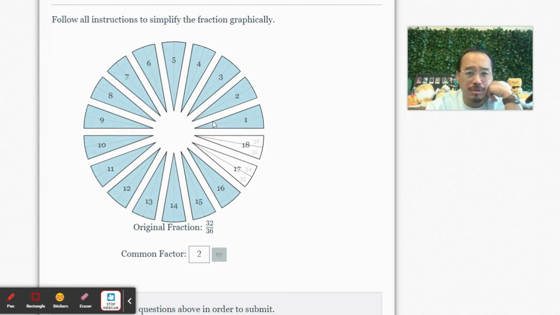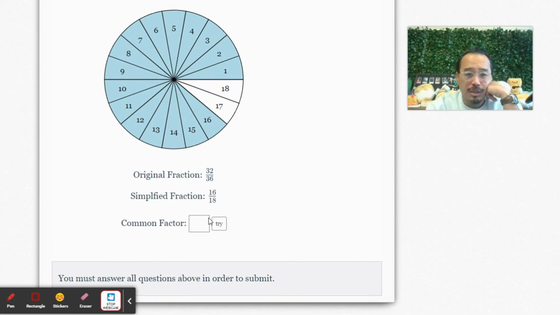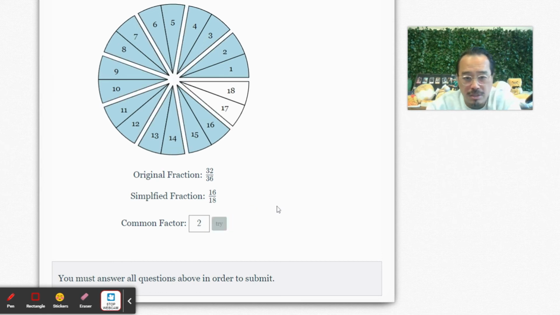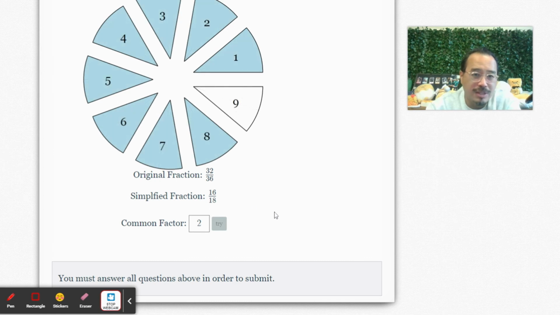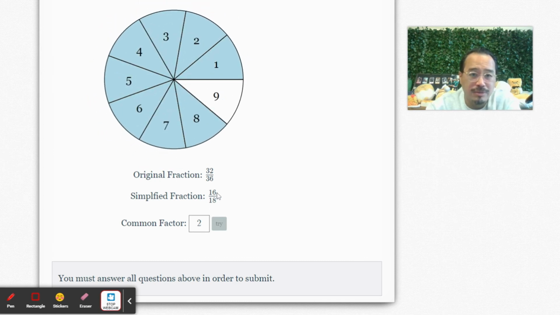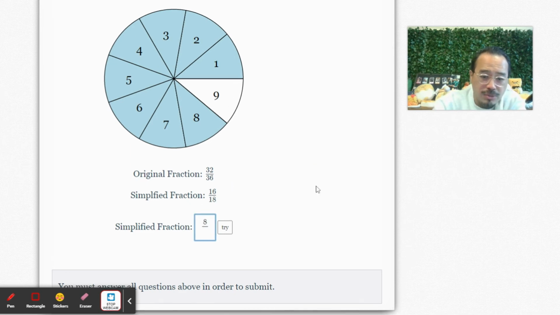Again, these got recombined, so to speak. Now this is not simplified. 16 over 18 is not simplified. What's another common factor between 16 and 18? Yeah, 2 again. So we divide the numerator and the denominator, and you get 8/9. 16 divided by 2 is 8, 18 divided by 2 is 9, and there's your simplest form.